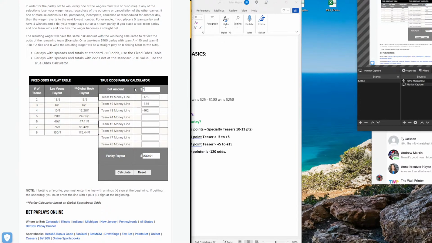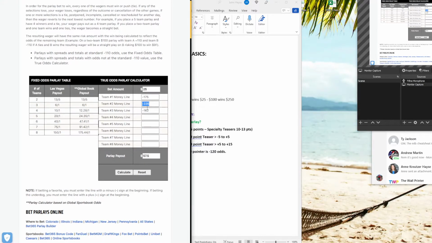So if you want to say, hey, I want to bet $10, then it's going to pay $23. So it kind of gives you an idea. If you're a $25 bettor and you want to know exactly what it is, you put in 25, it's going to pay $57.50. So you can take a lot of these big favorites like this minus 335, minus 175, minus 162, put them together and get plus money.